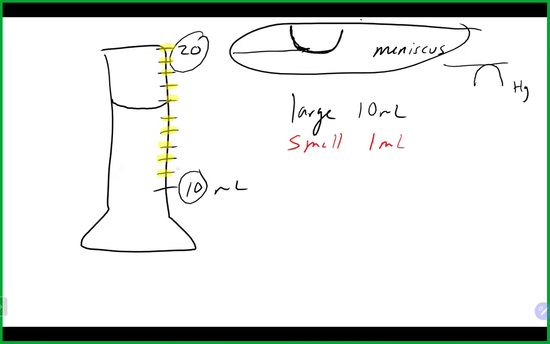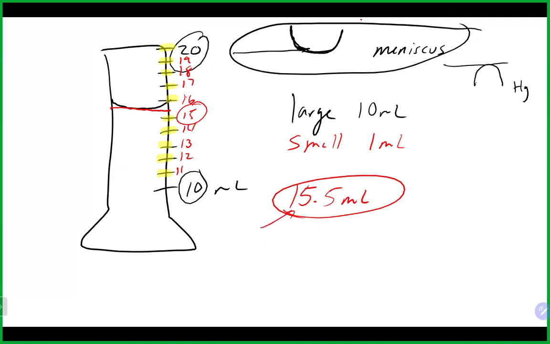So that is 11, that is 12, that is 13, 14, 15, 16, 17, 18, 19. If we draw a little line here at the bottom of our meniscus, we know it is at least 15. That is definitely a certain number we want to record. Now we have an estimate. Maybe in this case, you feel it is halfway there, 0.5 milliliters. This number would have how many significant figures? It would have 3 significant figures.